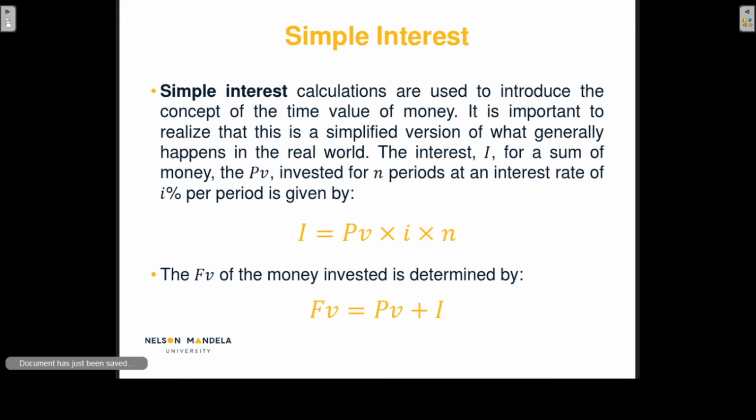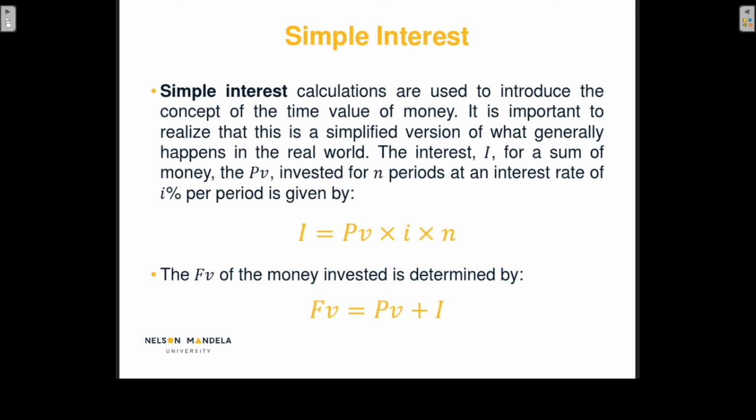Now we're going to start with simple interest. You should be familiar with simple interest. We're going to start with simple interest again because although it's a simplified version of what you can expect in the real world, it is important just to get the foundations strong, and we will build on simple interest to get to more realistic and interesting situations.